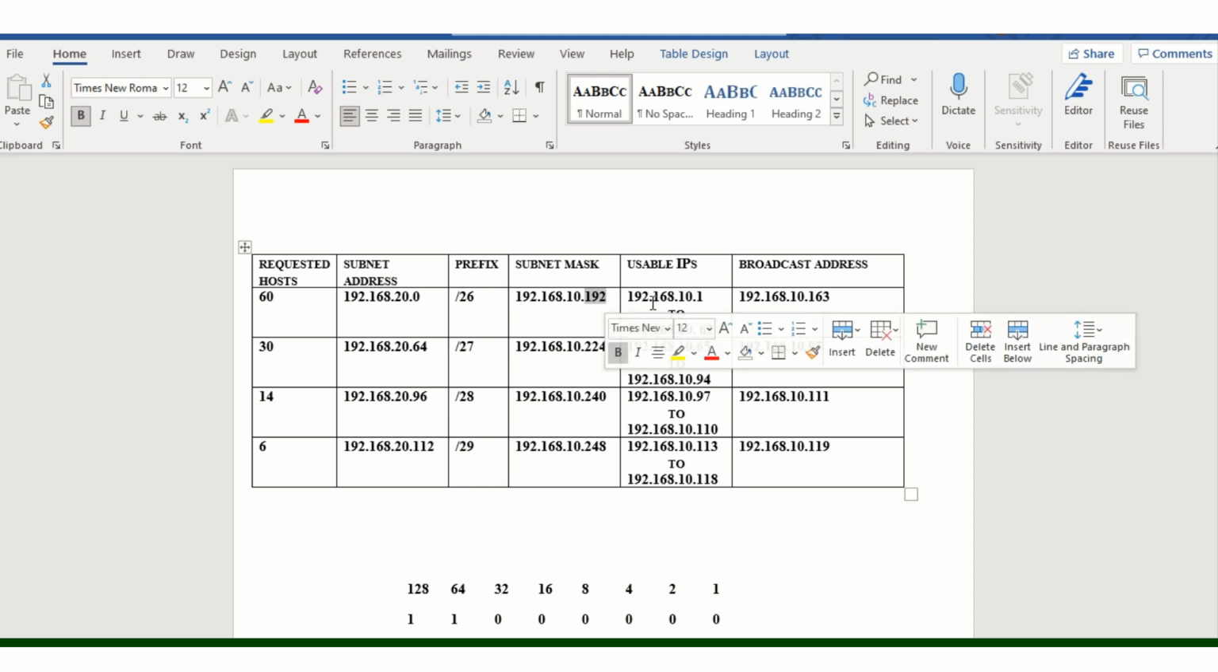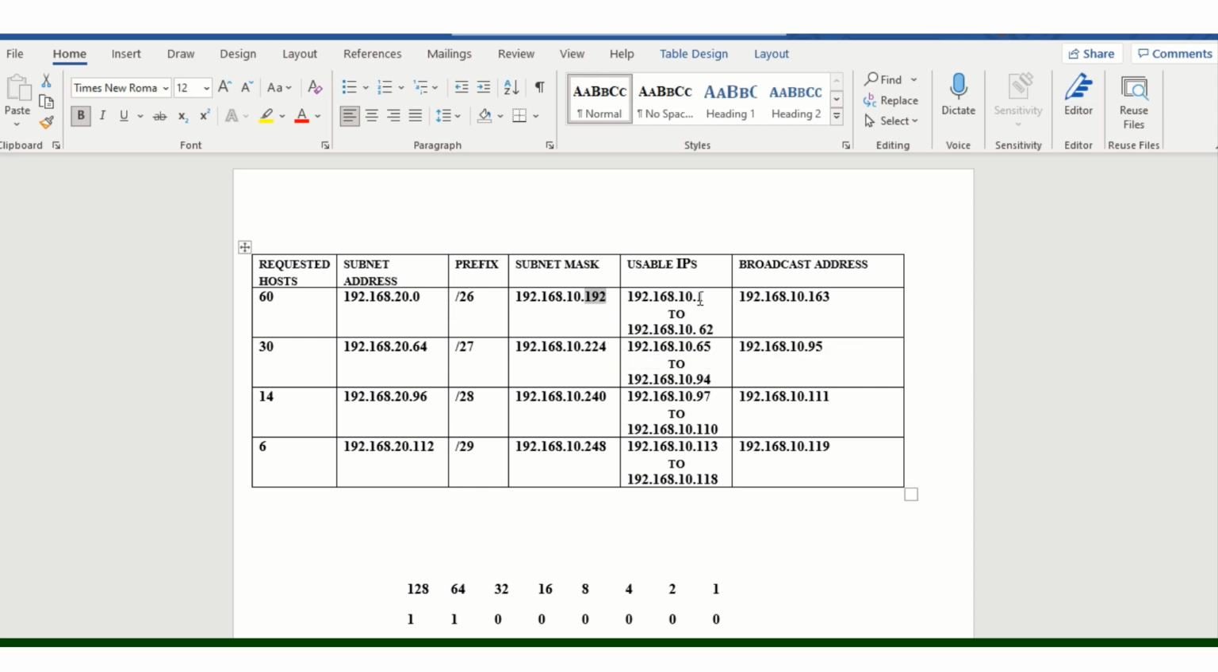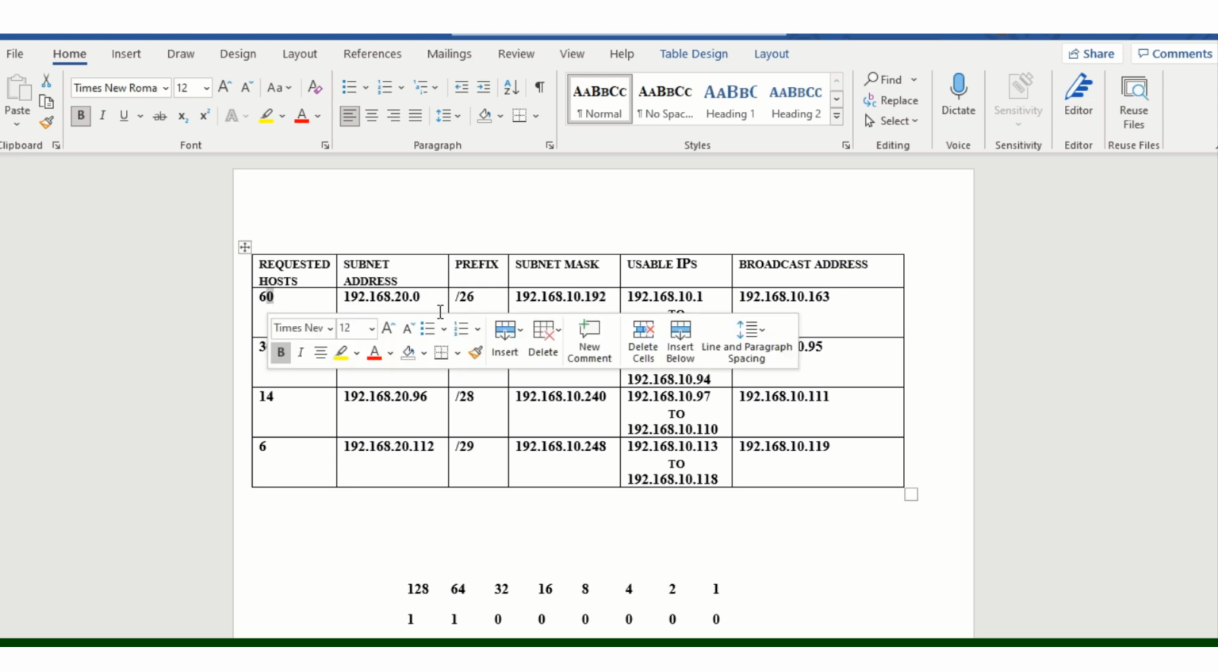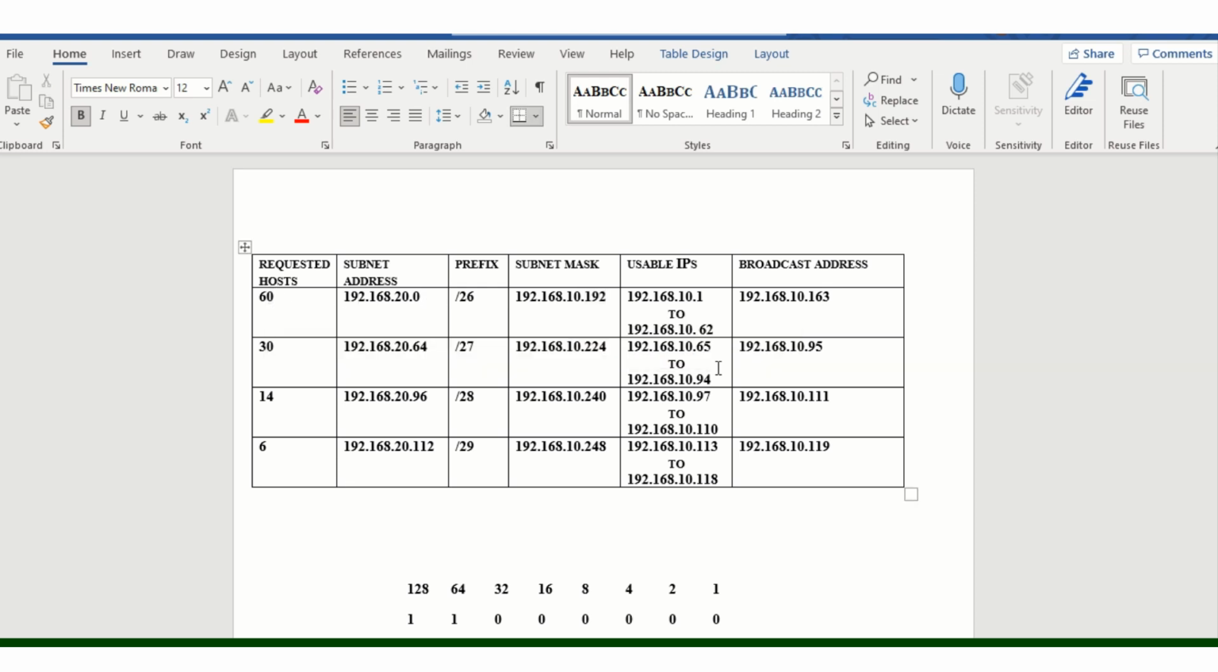The starting IP address will be from .1, and it is a block size of 64. So the first address is the subnet address, the last address is the broadcast address, and the middle 62 addresses are used as the IP addresses. So this is the block size, this is the network subnet address, and this is the subnet mask.